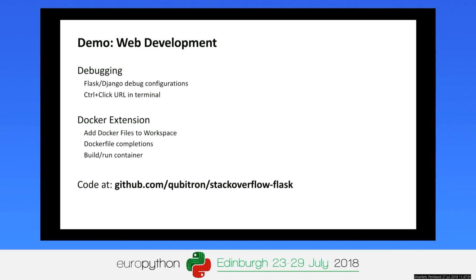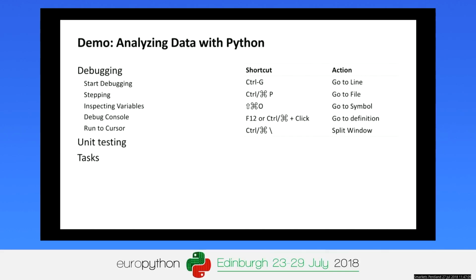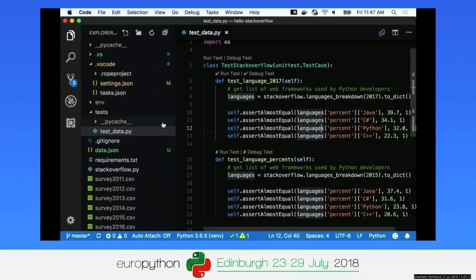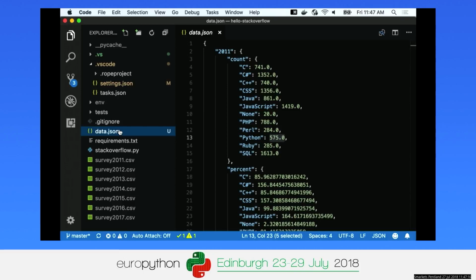Now we're going to do a little bit of web development, and we'll show you how you set up more advanced debug configurations for Flask and Django, as well as using the Docker extension. So this data is currently in a CSV file. I'd like to render this in a nice web page. To do that, I'm going to start writing a web application.